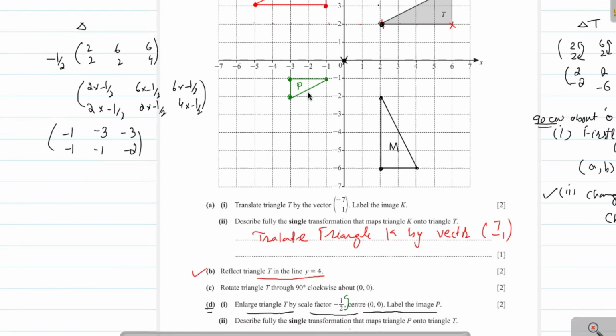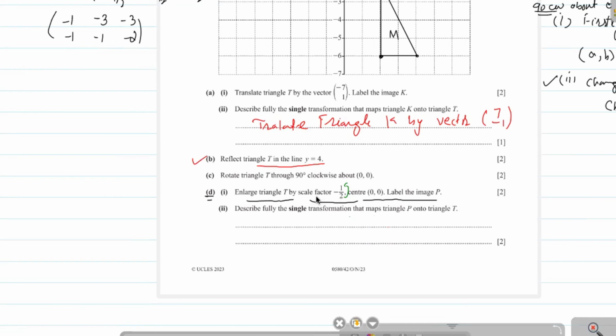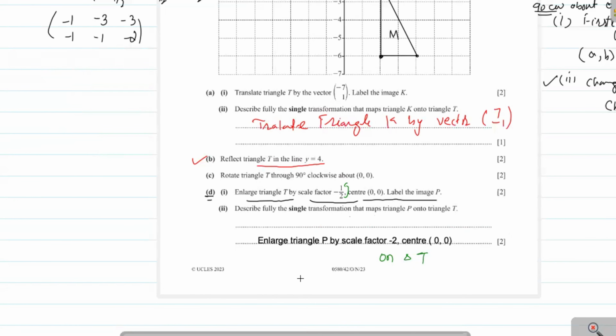And the scale factor of this enlarged figure, now when we reverse this fraction, becomes 2/1. And this transformation will be the enlargement by the scale factor -2 with center 0, 0. And this is the answer.